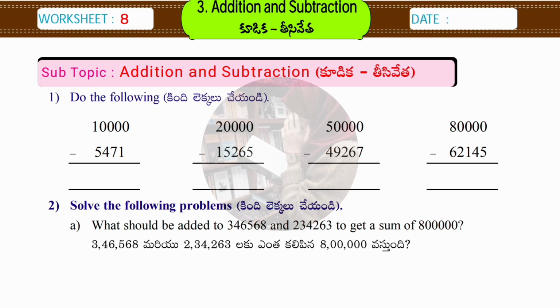Let's see. First one is 10,000 minus 5,471. So answer will be 4,529. Okay, in this way you have to do all these 4 sums. Please do it by yourself. These are very simple, that's why I am not explaining you here again. Okay, so without seeing the video, just do it by yourself, then check your answers whether you have written correct or wrong. Okay, in this way you have to improve.